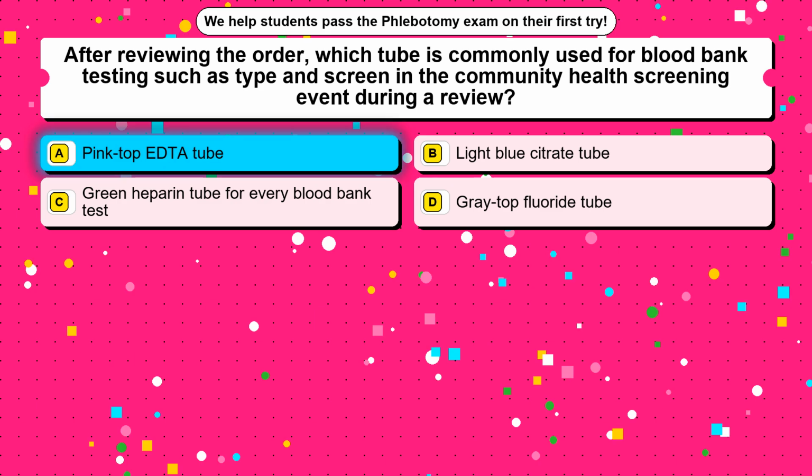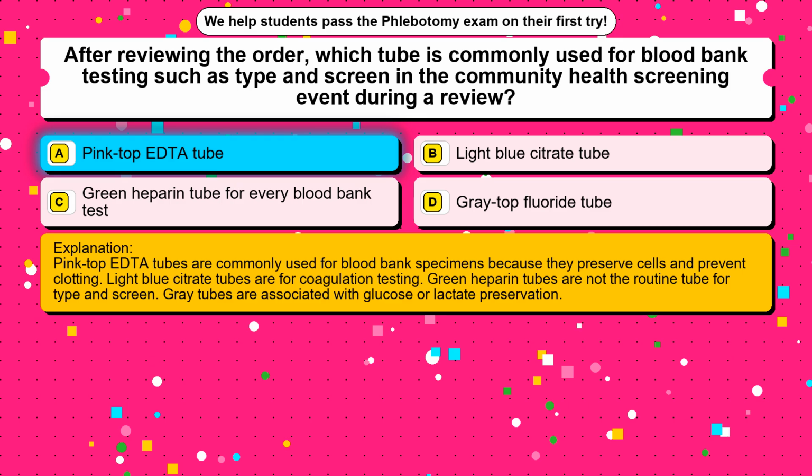Pink top EDTA tube. Pink top EDTA tubes are commonly used for blood bank specimens because they preserve cells and prevent clotting. Light blue citrate tubes are for coagulation testing. Green heparin tubes are not the routine tube for type and screen. Gray tubes are associated with glucose or lactate preservation.